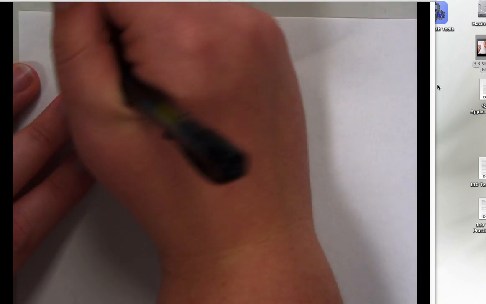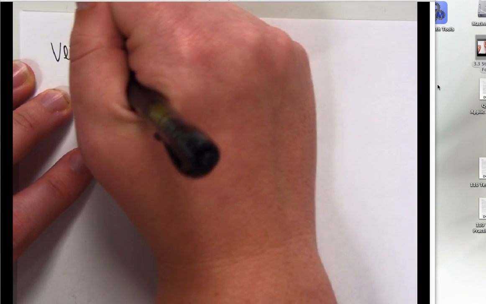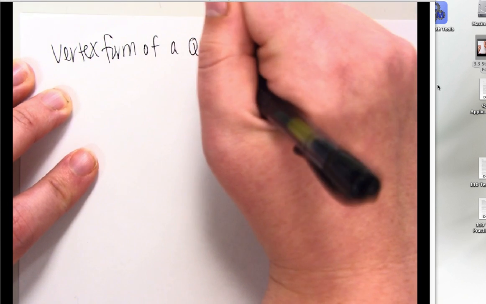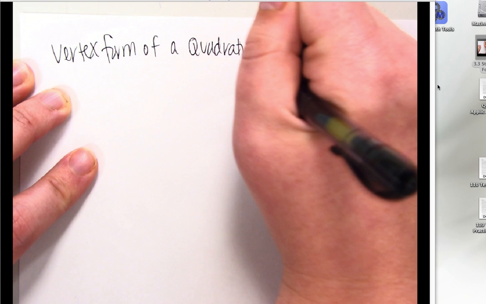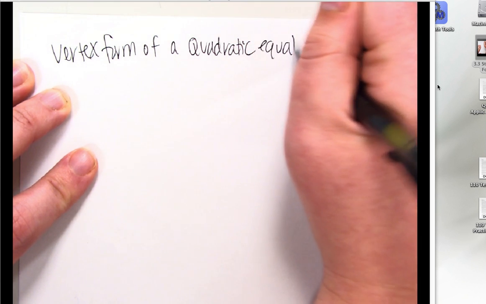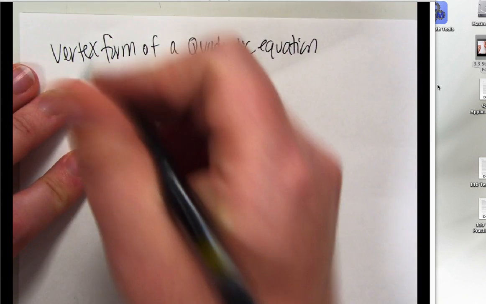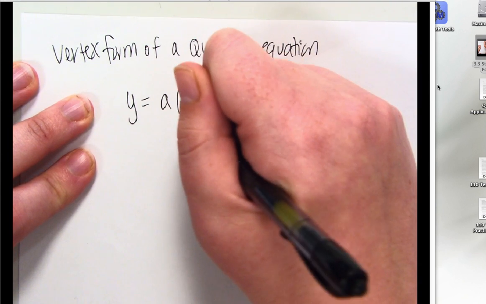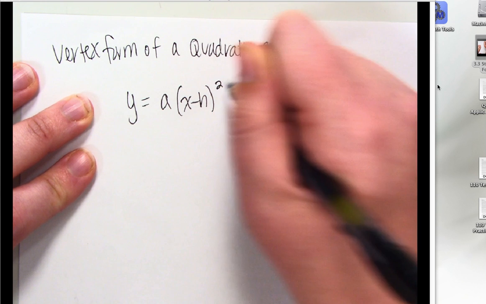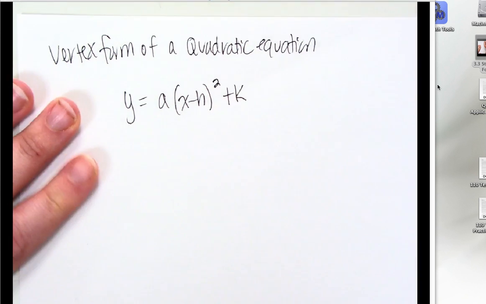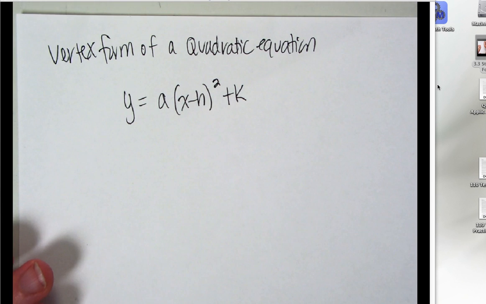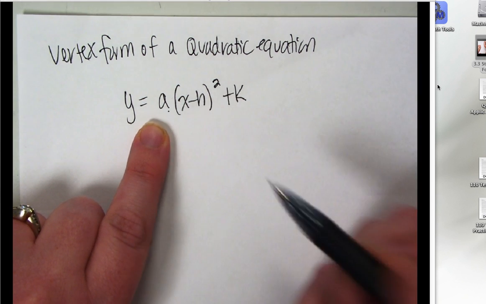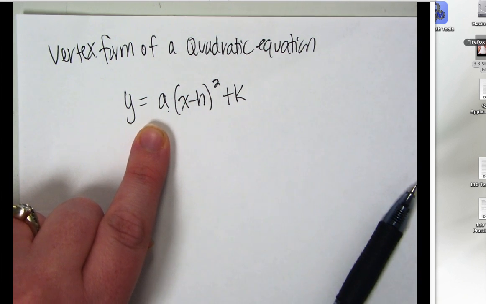Hello, today we're talking about the vertex form of a quadratic equation. And so what that vertex form looks like is y equals a times the quantity x minus h squared plus k. And like yesterday, we are going to investigate in Desmos what the values of a, h, and k are doing.